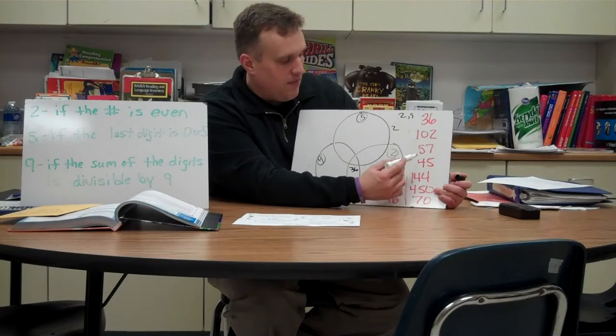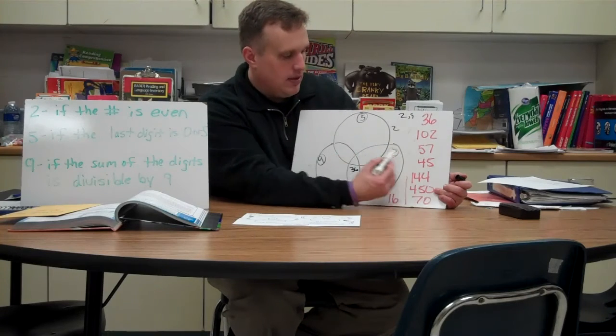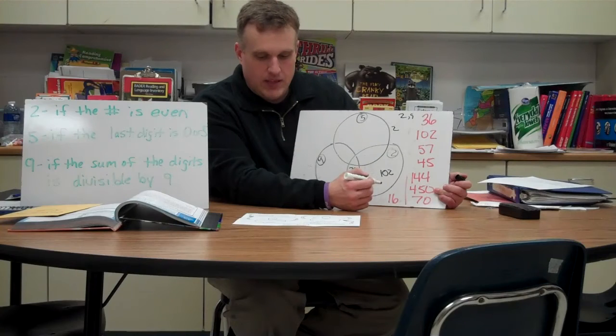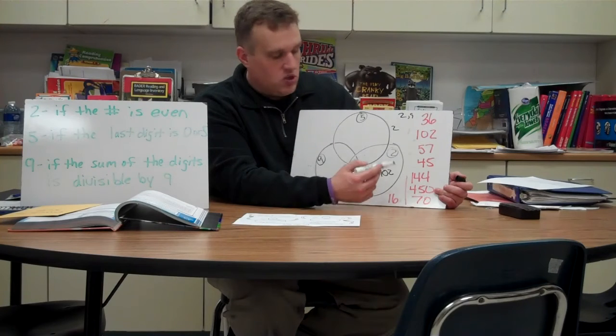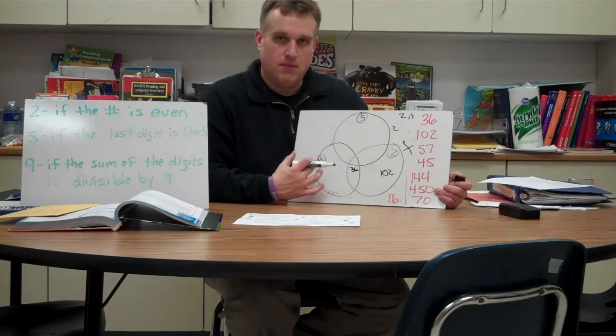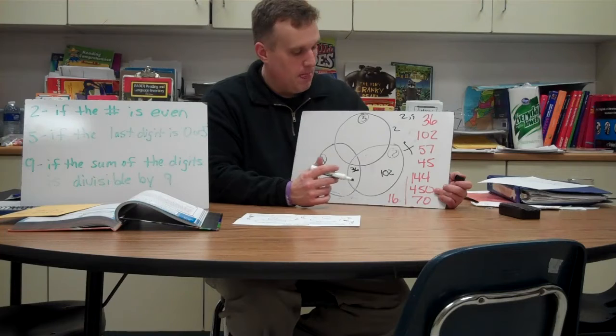And then lastly, 57. If I add 5 plus 7, that gives me 12. And 12 is not divisible by 9. So 57 would not be divisible by any of these numbers. Okay? 0, 2, 5, or 9.